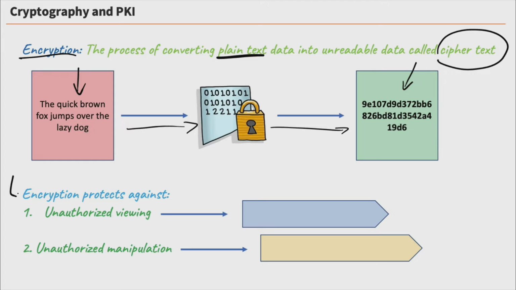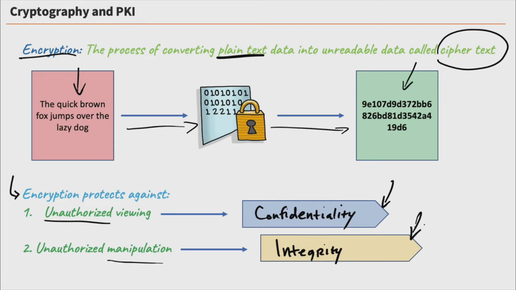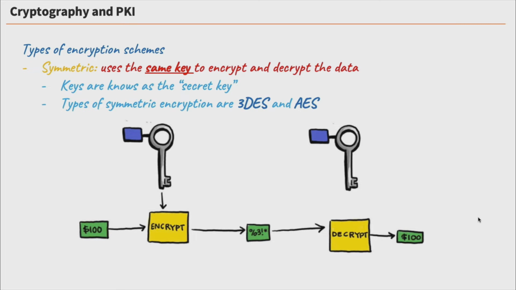Now, encryption does provide us some good things, right? It helps us protect against, number one, unauthorized viewing, which we refer to as confidentiality, and of course, unauthorized manipulation as number two, and we refer to that as the ability to verify our integrity, make sure something hasn't changed with the data. There wasn't unauthorized manipulation that happened. So really, encryption helps us to meet our confidentiality and integrity, the two legs of the CIA triad that we've talked about so much.